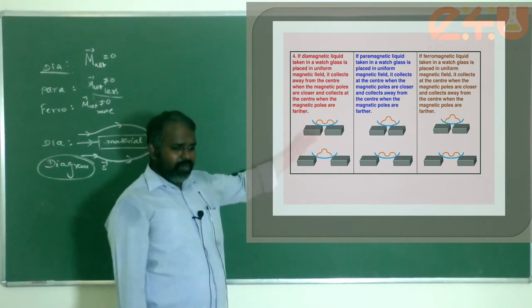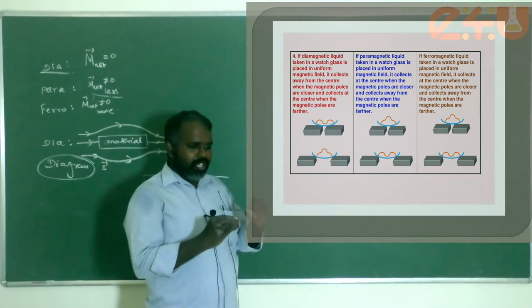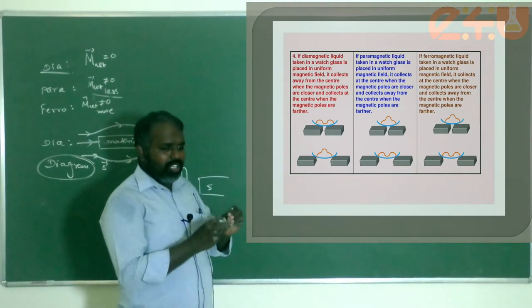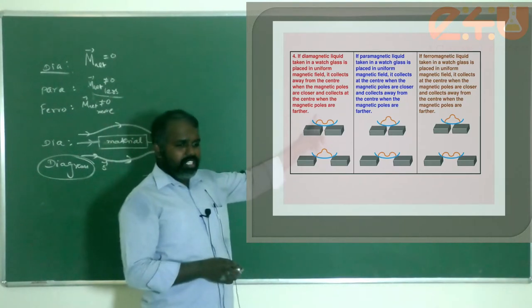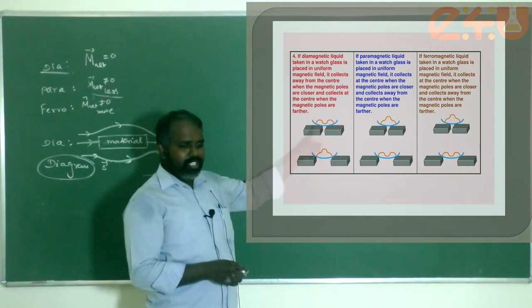Whenever they are placed, you just see that in the first diagram the pole pieces are very close. That means the field is very strong. The field is what, children? Very strong. So when the field is very strong, you just see that these peaks, which represent the maximum values, are moving away from this, okay.